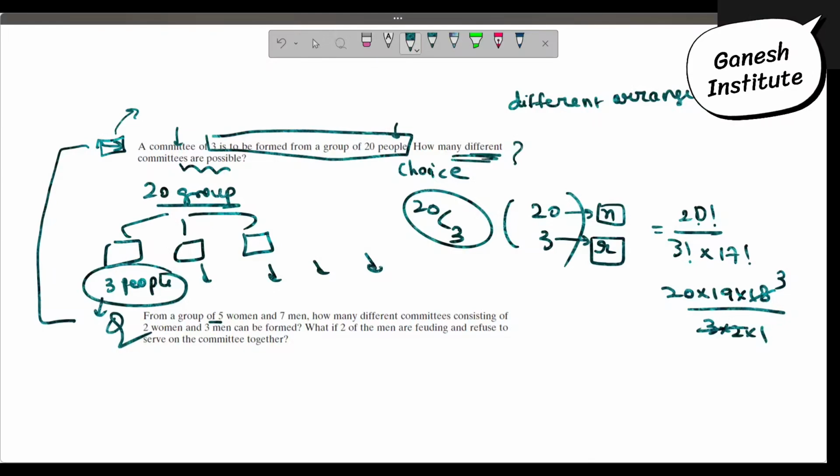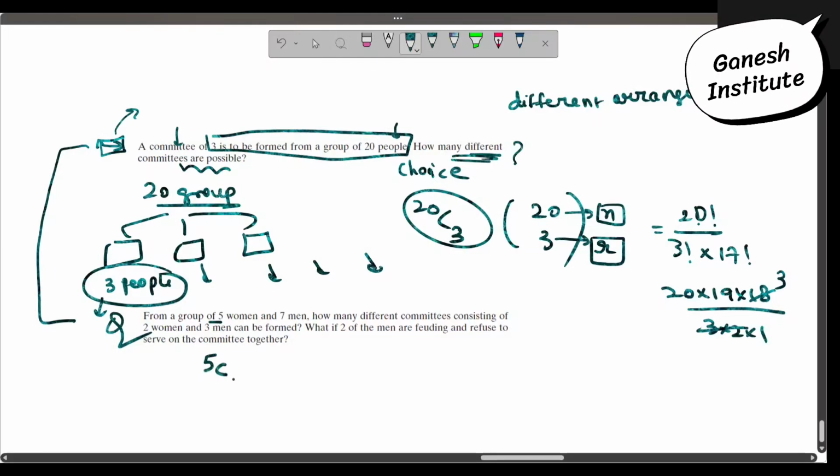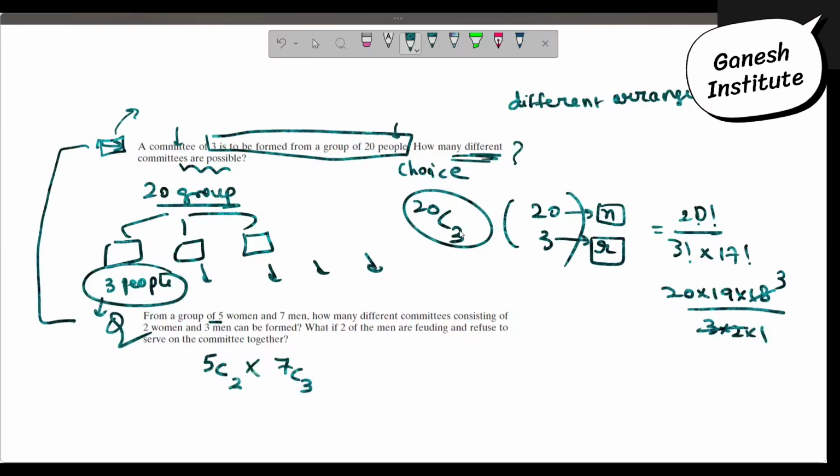Five women and 7 men are there. You need to choose two women and three men. So how would you do that? 5C2 and 7C3, right? So this is the answer for the first part.